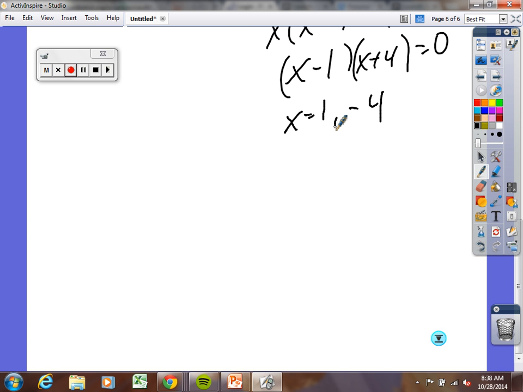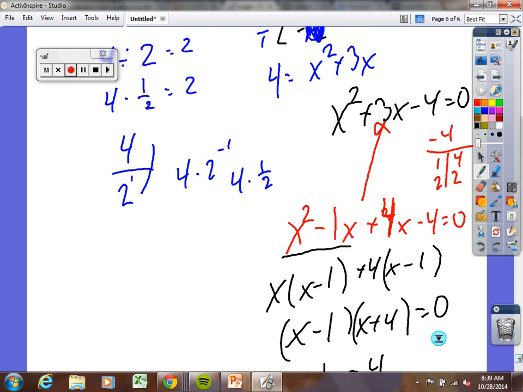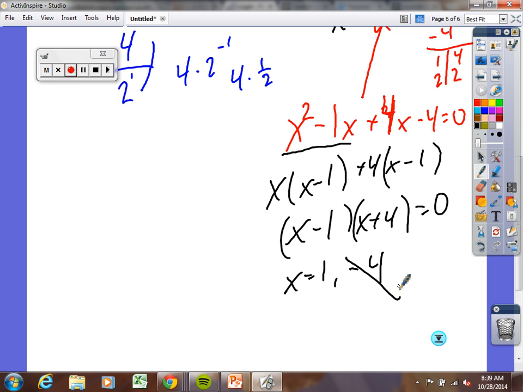Once again, what's the context of this problem? It's a triangle. Can x be negative 4? Does it make sense to have a side be negative? Is it okay for a side to be 1? We're okay with that, aren't we? 1 is our answer. Because, once again, the side of x equals negative 4 doesn't make sense in the context of our problem, right?